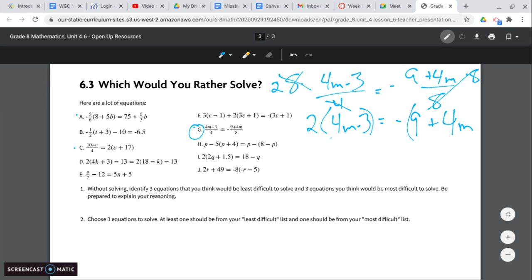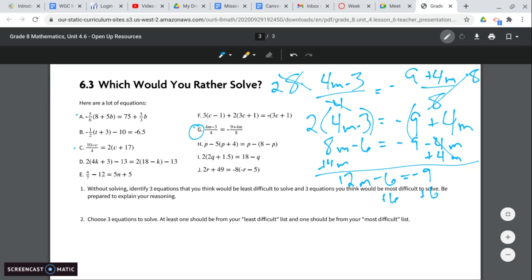So 2 times 4 gives us 8m. 2 times negative 3 is negative 6. Equals negative 9 minus 4m. We add the 4m. Those cancel. We have 12m minus 6 equals negative 9. We add the 6 over. It's a very long problem.